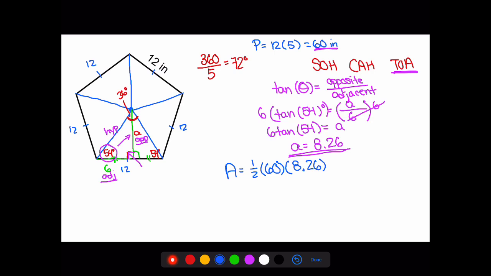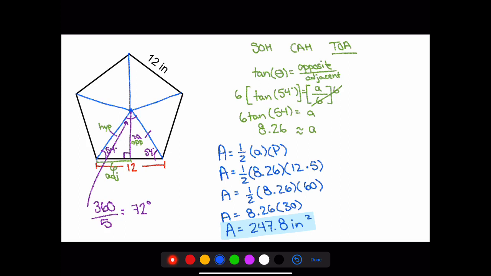If I enter that in on a calculator, we end up with our final answer of 247.8. Again, that's because I rounded this number. If I didn't round this number and I just kept what was in there, I would have gotten 247.748. But since we rounded, it changed it slightly. So keep that in mind, a slight variation on that.